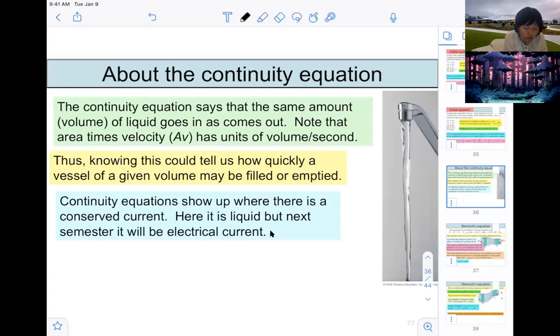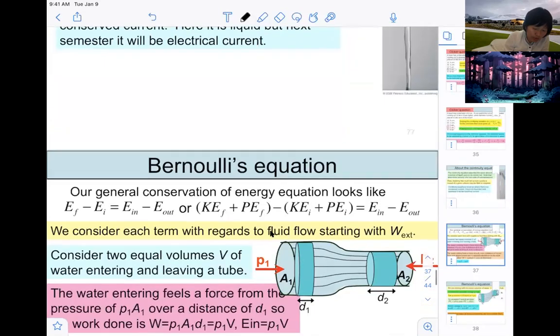Continuity equation shows up whenever we have a conserved current. Water current, the same goes in as it goes out. It's a conserved current. Here you have it in the liquid context, but in 1520, you will have it in the electrical current, the flowing of the electricity. You also will have a continuity equation there. All right, so that's a little bit more about the continuity equation.